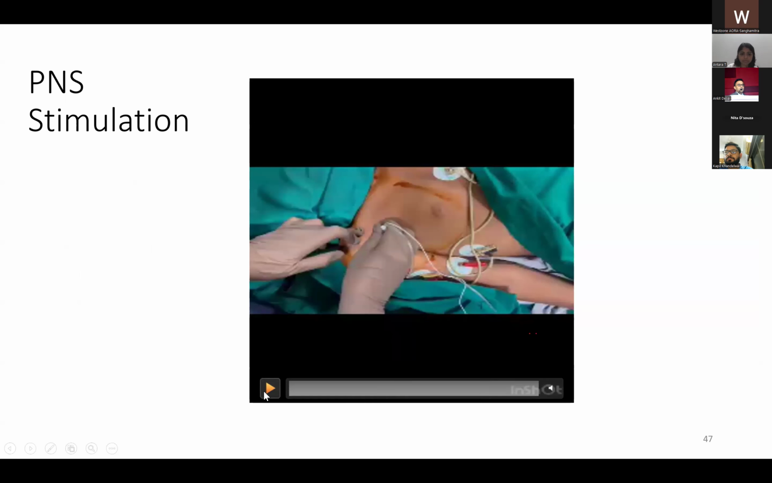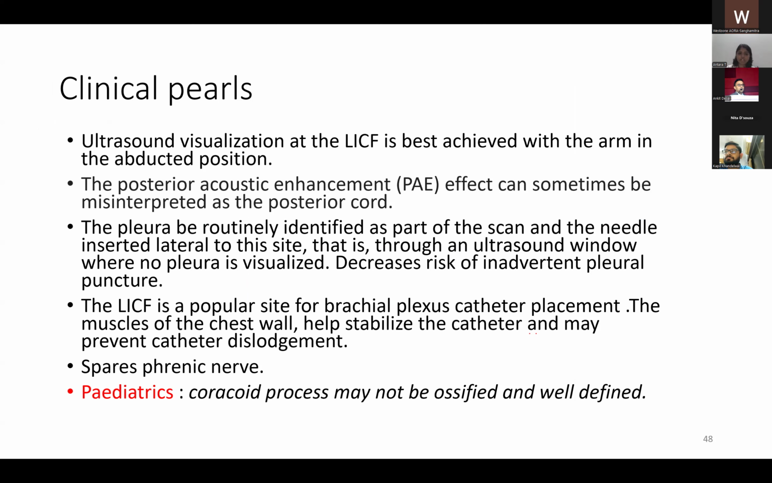The ultrasound visualization at the lateral infraclavicular fossa is best achieved with the arm in the abducted position. This is because in abduction, the cords come superficial to the skin, and the lateral side of the clavicle head goes upwards, which gives more space for the transducer and maneuvering of the transducer.